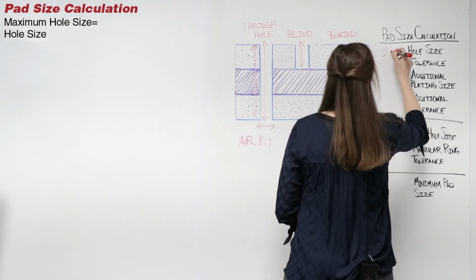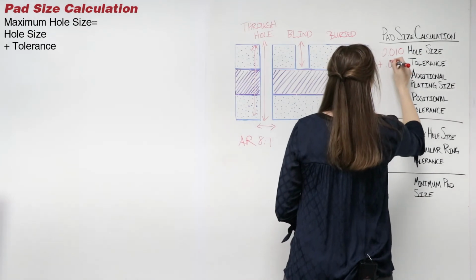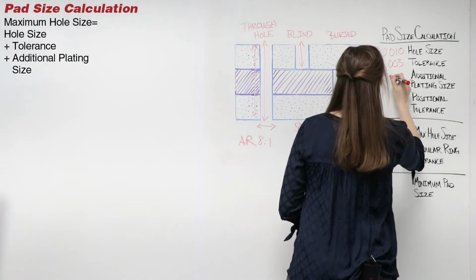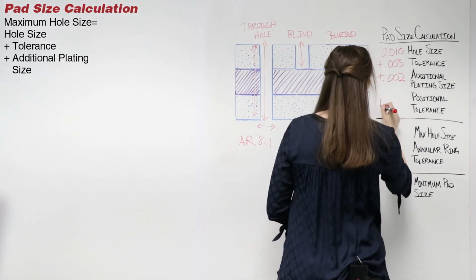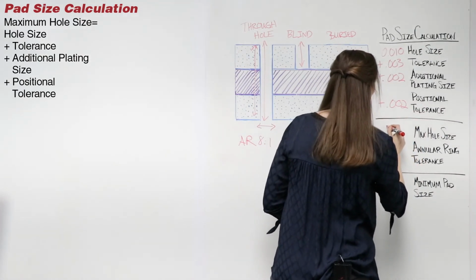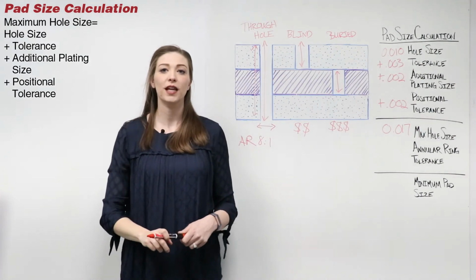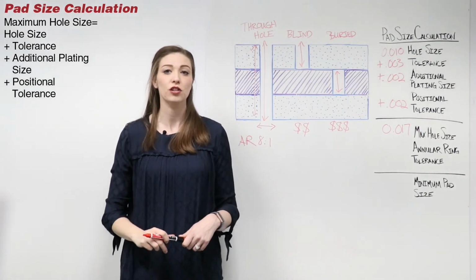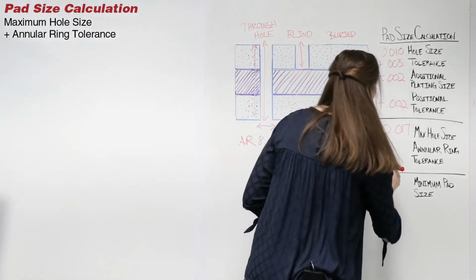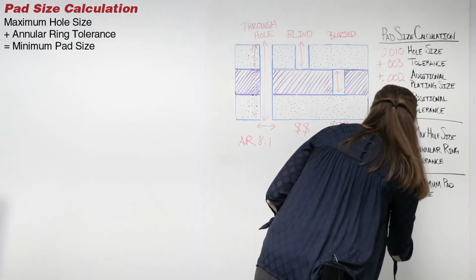To calculate the required pad size, first calculate the maximum hole size by summing the hole size, tolerance, additional plating size, and positional tolerance to get the maximum hole size. The additional plating and positional tolerance required are usually 0.002 inches. Then add the annular ring tolerance to get the minimum pad size.